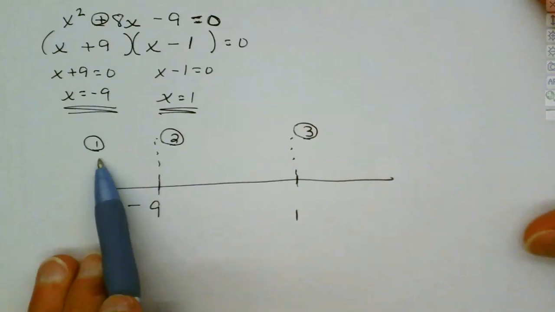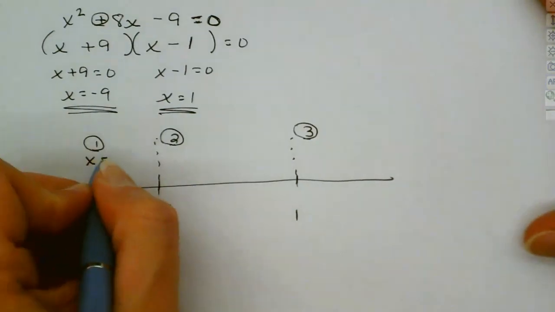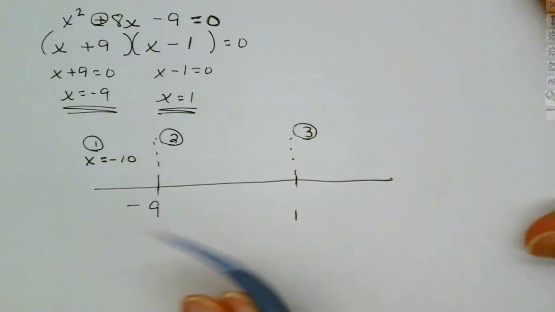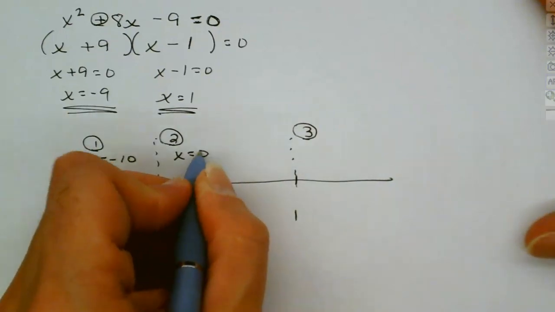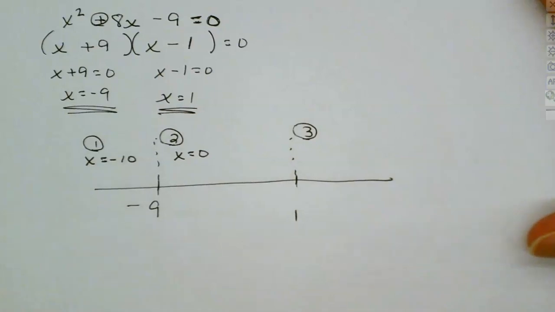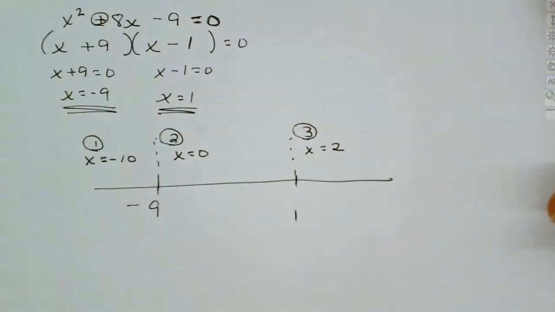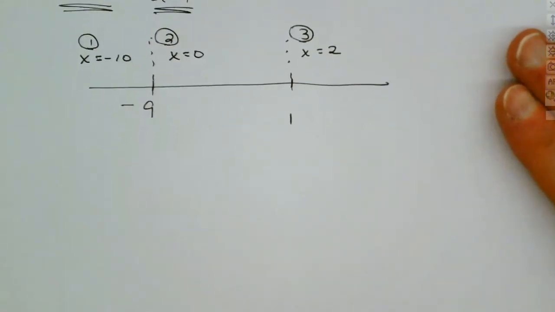So region number 1, we want numbers that are less than negative 9. So let's pick a number smaller. How about negative 10? That's definitely smaller. What about between negative 9 and 1? Well, any number in there works. How about 0? 0's in there. And we need a number bigger than 1. How about 2? So these are the numbers that we're going to be using.